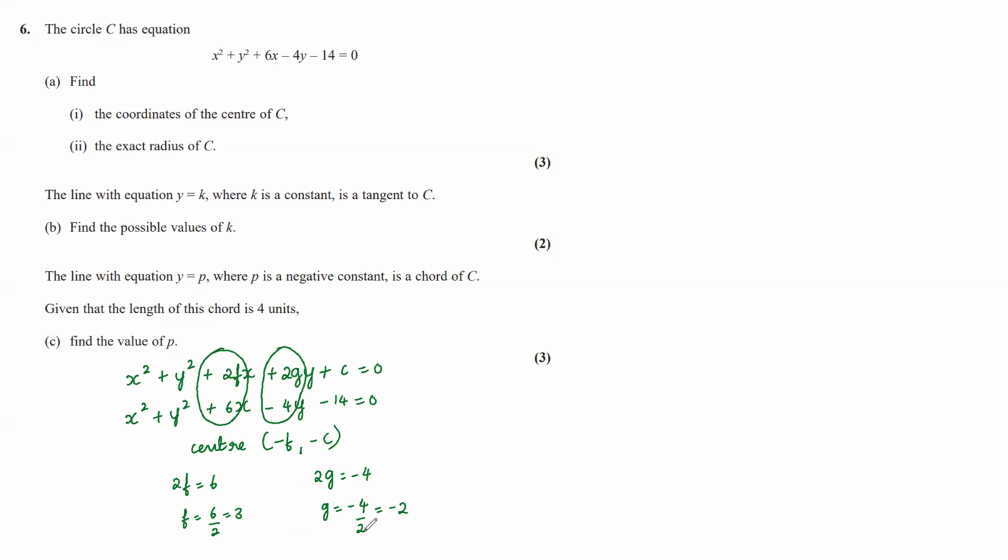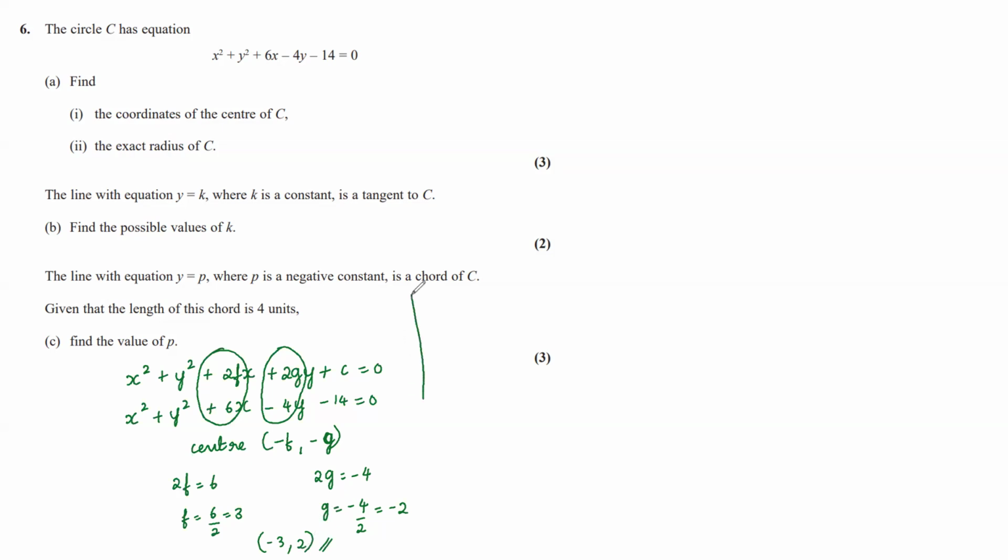So we have f as 3 and g as minus 2, but we know the center is minus f comma minus g. Sorry, it was not minus c, it is minus g. So minus f is minus 3. g is minus 2, so minus g will be minus of minus 2, which is positive 2. This will be the center.